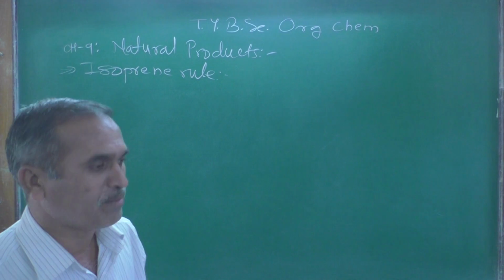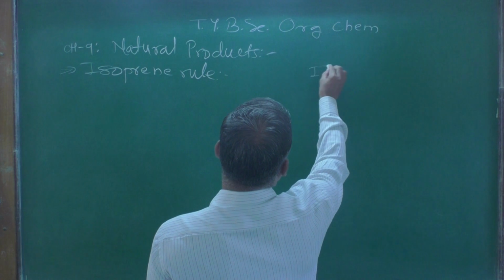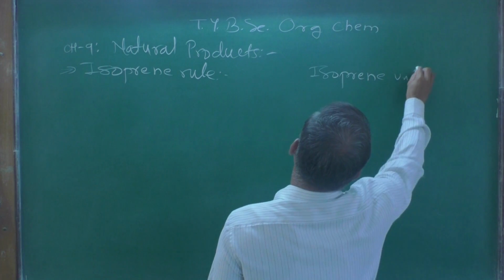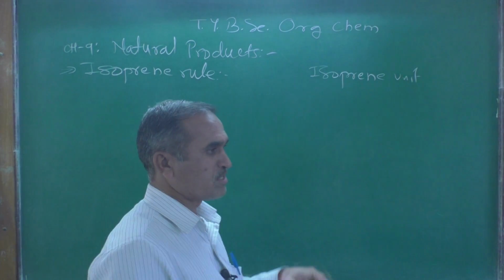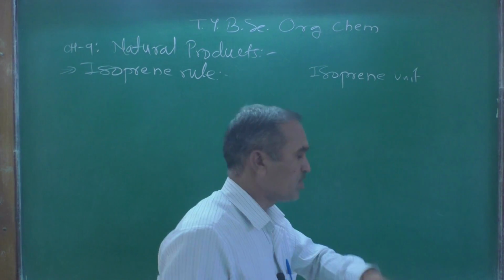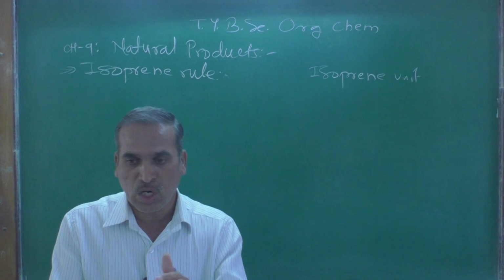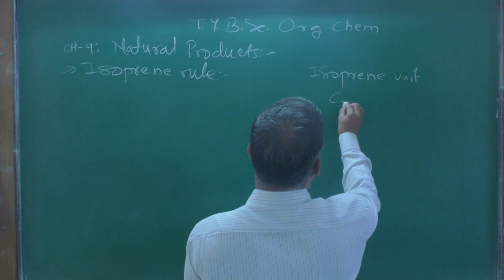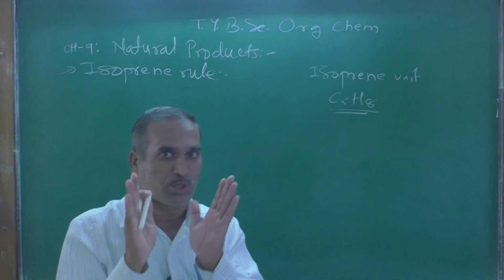So what do you mean by the isoprene rule? Yesterday we saw the isoprene unit. What does it mean? Isoprene unit means the simplest empirical formula which is seen in all natural products, which is C5H8. This is known as the isoprene unit, right?